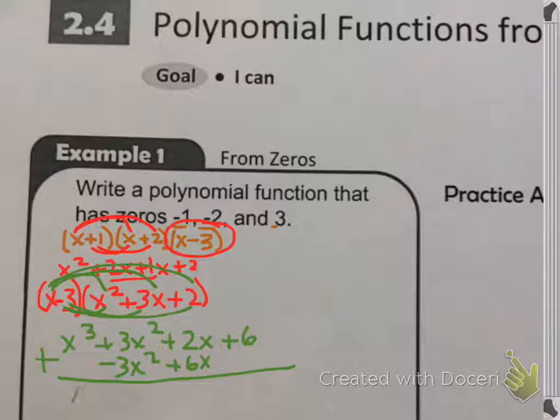So when I do that, here I get x cubed. Here my x squareds cancel, so I have x cubed plus 8x from the 2 and the 6 right there, plus 6. That is how I write a polynomial function given those roots.